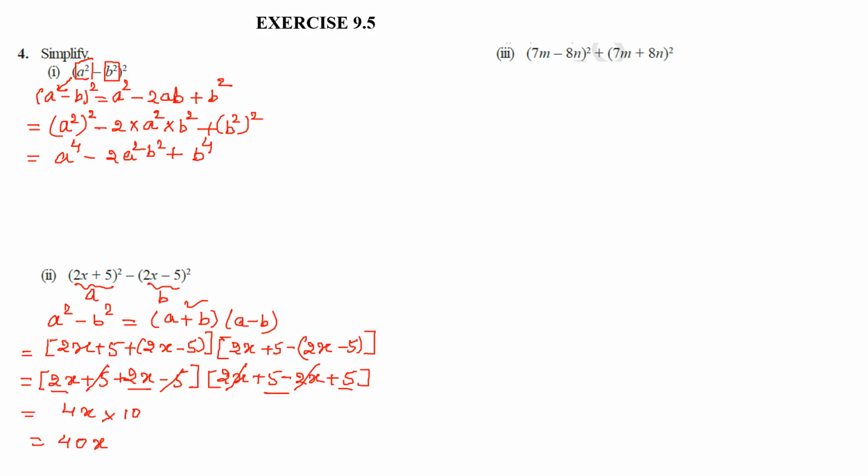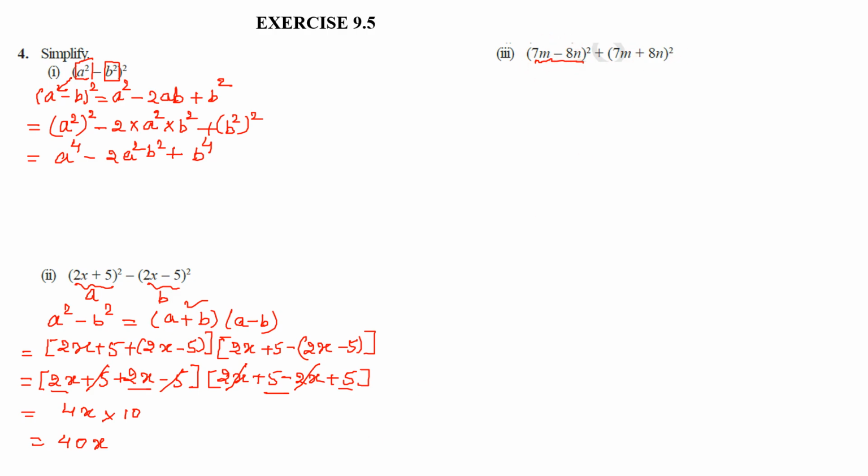Now moving to question number 3. If you see the third question, it is given (7m minus 8n) whole square plus (7m plus 8n) whole square. The first one is (a minus b) whole square and the second one I can use as (a plus b) whole square. Now here I cannot use the identity a square minus b square like I have done in the previous question because here there is a plus sign. So I cannot use this identity. So what I will do, I will use (a minus b) whole square and here (a plus b) whole square.